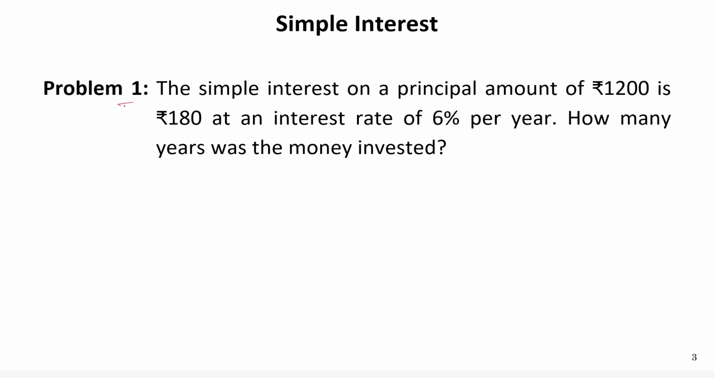So let's see problem number 1. The simple interest on a principal amount of 1200 is 180 at an interest rate of 6% per year. How many years was the money invested? So SI is equal to PRT by 100 when R is given in percentage form. The principal amount is 1200, R is equal to 6%, and T is not available here. We assume the number of years is T. So this by 100 is equal to 180, which is given to us.